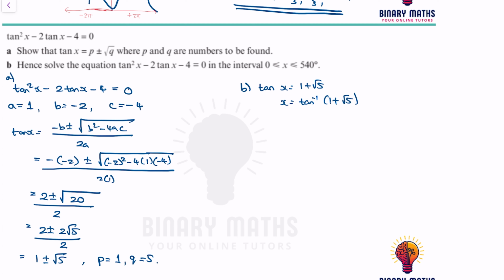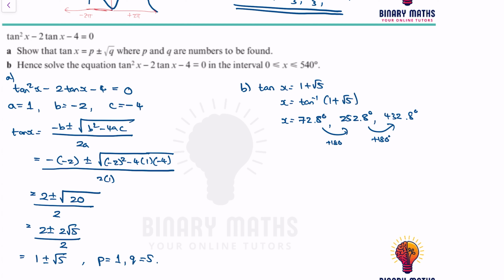So if I put that into my calculator, I get x is equal to 72.8 degrees. If I want to find the next one, I need to add 180. So add 180 to get the next one, which is 252.8. Again, I need to add 180 to get the next one, which is 432.8. If I add 180, I'm going to get over 540. So those are all my solutions in the range.